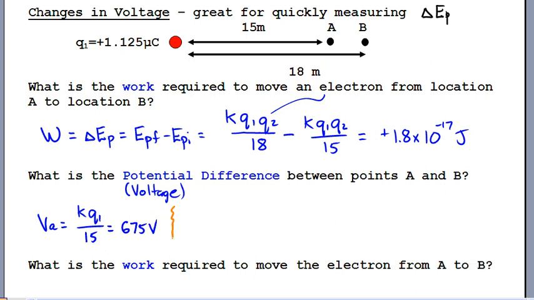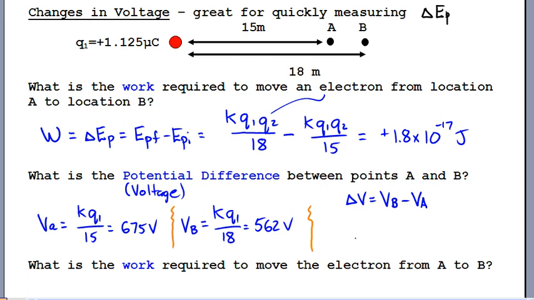Now, let's go and check out what the voltage is at B. How much potential energy is there at B? Well, I would go K, Q1 all over 18, and that voltage is not quite as big. It's around 562 volts. Okay, well, this question is saying, can you go find the potential difference, the voltage difference? Sure, we can do that. So the change in voltage would be the final voltage B minus the initial voltage A. And if you subtract those values, that change in voltage ends up being negative 113 volts.